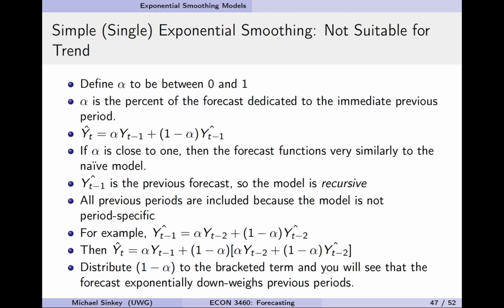Alpha is between 0 and 1. It's the percent of the forecast dedicated to the immediate previous period. So how much of this do we want to look like the naive model? That's a selection we can make, although we have some reasons for why we pick certain alphas, and we're going to try to pick an alpha that minimizes the amount of forecast error. But if alpha is close to 1, then the forecast is essentially similar to the naive model. So how it works: alpha times the previous data, plus 1 minus alpha times the previous forecast, and the previous forecast is included in our model.